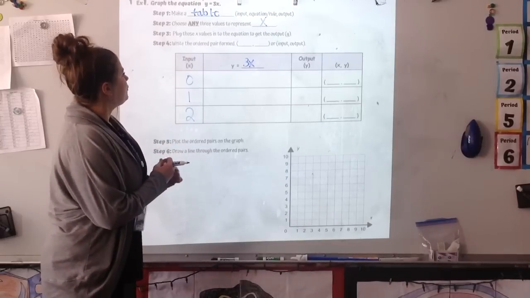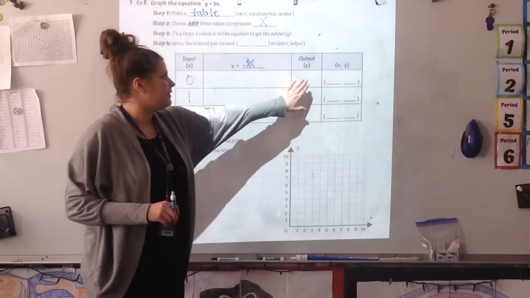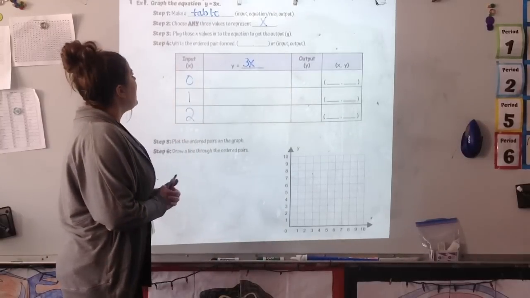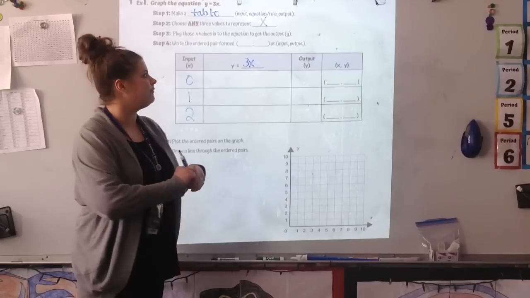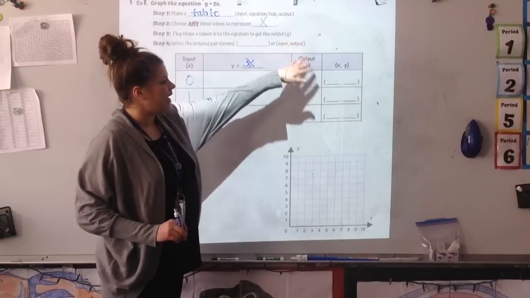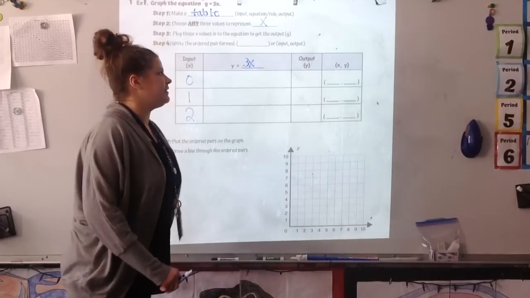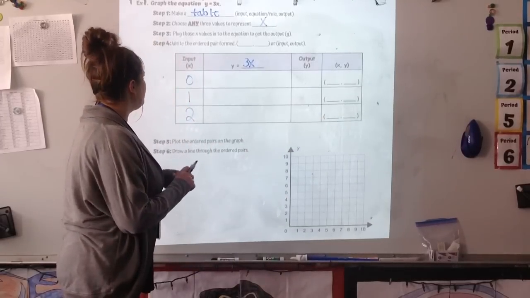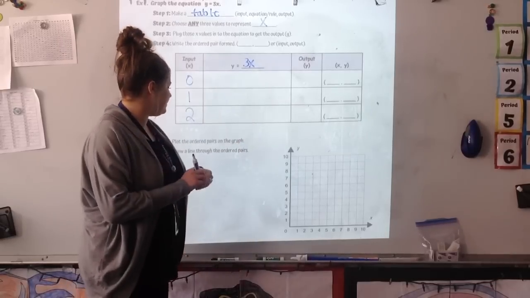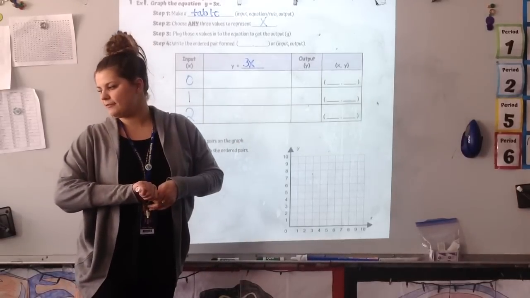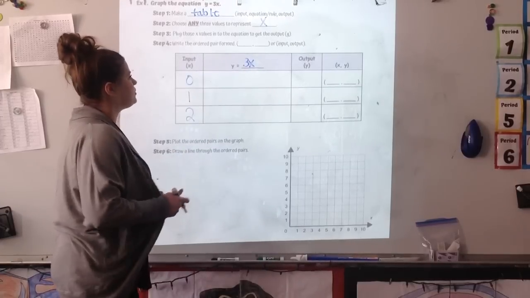Okay, so then step 3, you're going to plug those x values into the equation to get the output. After that, you're going to write your x and y in ordered pair form, or input, comma, output, in this final column. So this is a new piece to the table that you haven't seen before. Okay, so we are going to first fill out our table, and then we'll move on to steps 5 and 6 for the graphing. So my equation is y equals 3x.